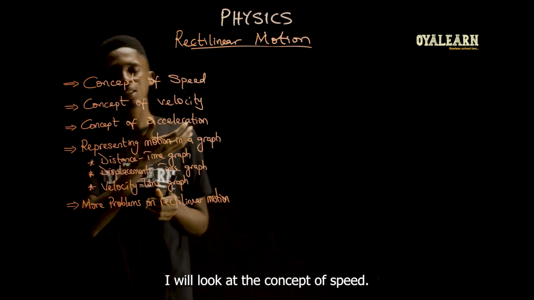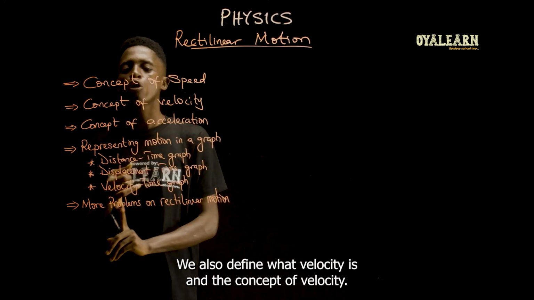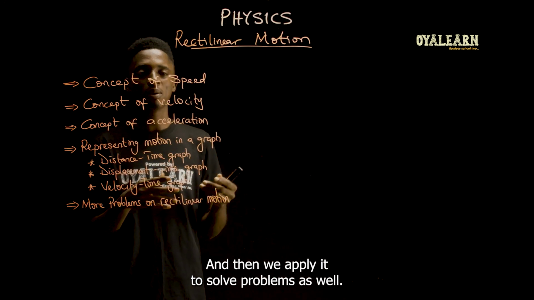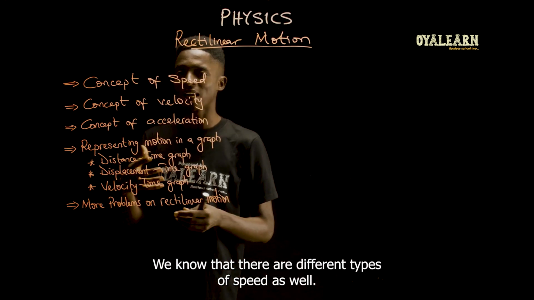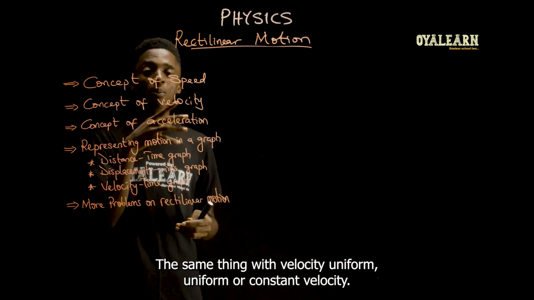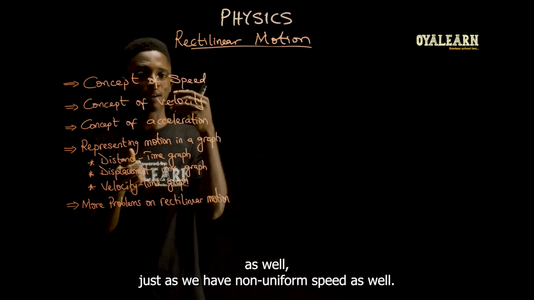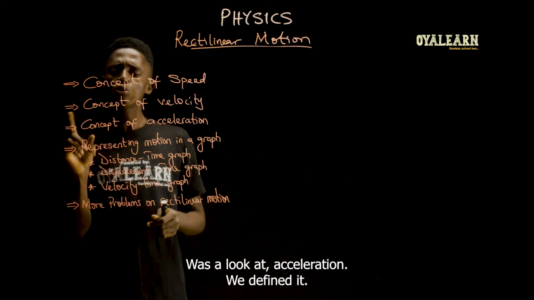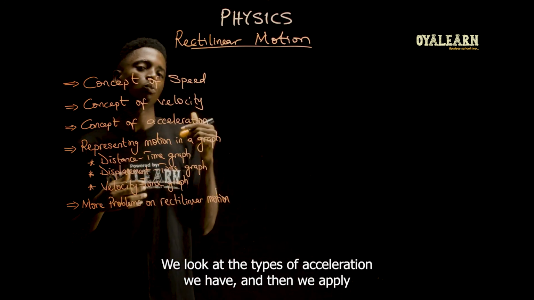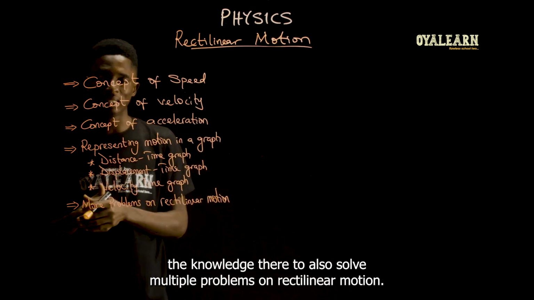I will look at the concept of speed. We'll define what speed is, and then we apply it to solve problems. We'll also define what velocity is and the concept of velocity, and then we apply it to solve problems as well. You know that there are different types of speed as well. We have uniform speed, constant speed, the same thing with velocity, uniform or constant velocity. We also have the non-uniform velocity as well, just as we have non-uniform speed as well. We also look at acceleration. We define it. We look at the types of acceleration we have, and then we apply the knowledge there to also solve multiple problems on rectilinear motion.